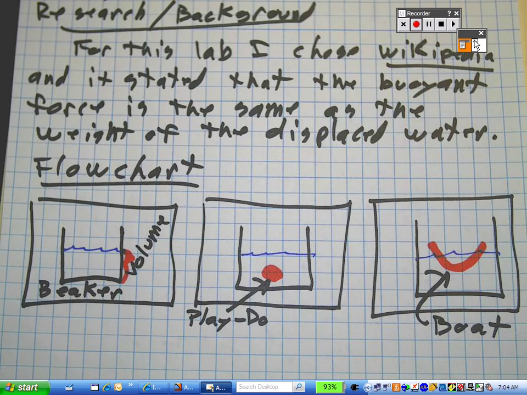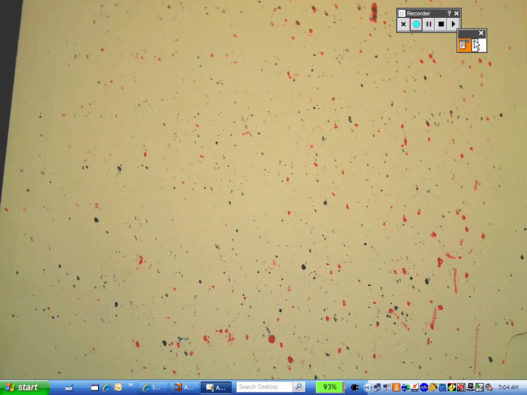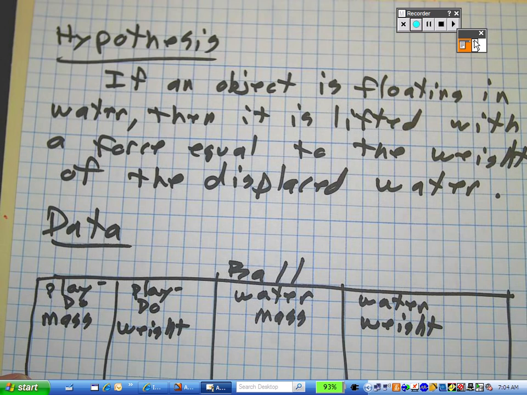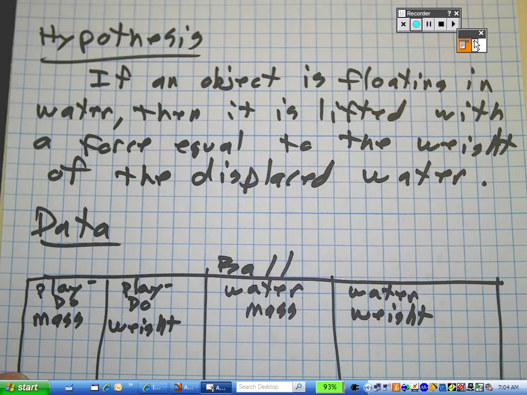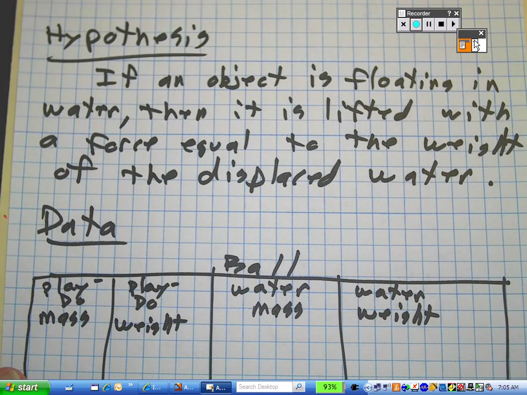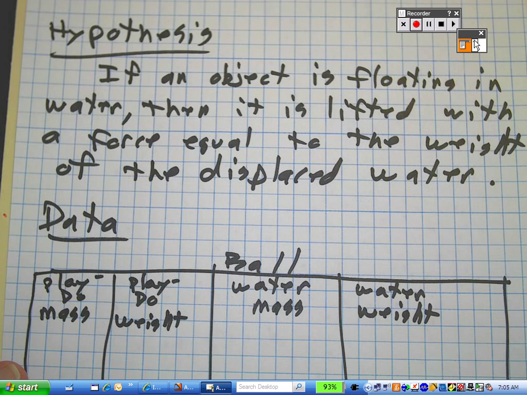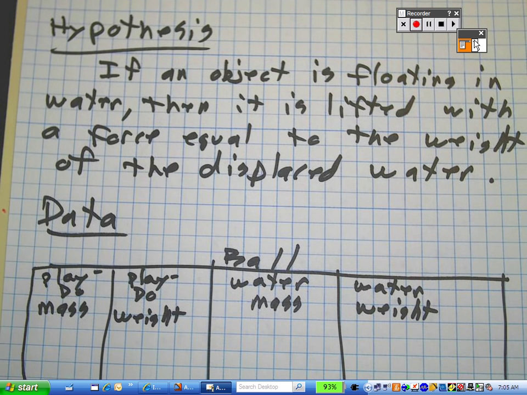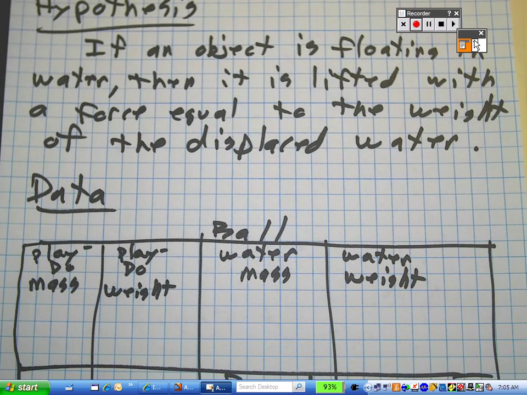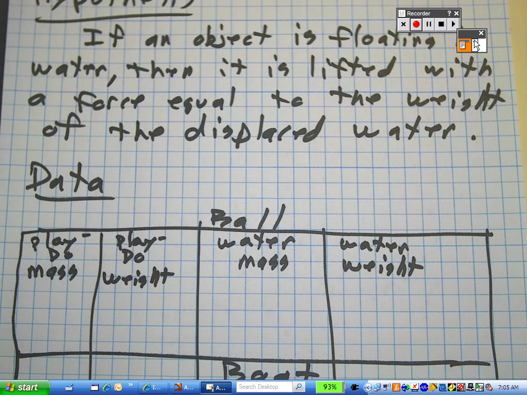The next part of the pre-lab would be the hypothesis. The hypothesis should be an if-then statement, something we can test. So what I decided to use for this is, if an object is floating in water, then it is lifted with a force equal to the weight of the displaced water. When you make a hypothesis, it doesn't have to be something you're certain will be right. We're going to test the hypothesis. So in this case, it just fits with the question that we stated.